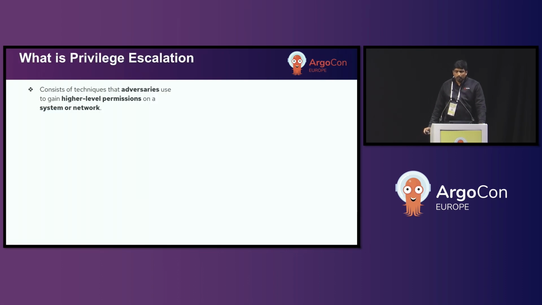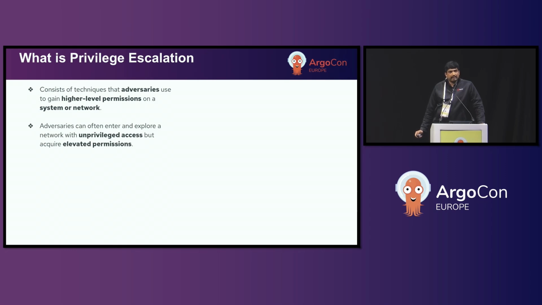So let's understand what a privilege escalation is. The definition is adversaries having access, trying to get higher-level permissions on any system or network. So these adversaries have access, but they have less privileged access, and they try to elevate to a higher access. That's how it's different from other cybersecurity attacks. These are authentic users who have less privilege, but they try to increase their privilege.